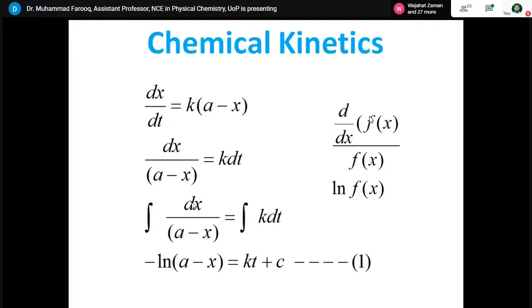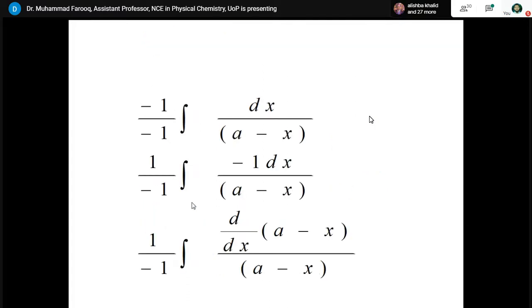Is it clear or not? Yes, sir. f of x is a minus x, suppose it is a minus x. Then you can see d divided by dx of f of x, divided by f of x. Now here a minus x is in the denominator, and in the numerator you can see d divided by dx of a minus x. f of x is a minus x. This is the function. Now clear or not? Clear, sir.